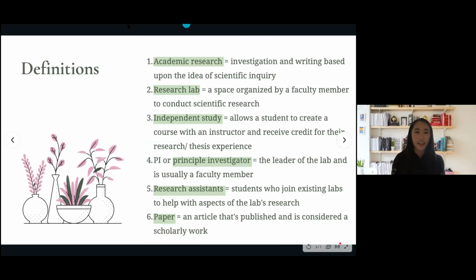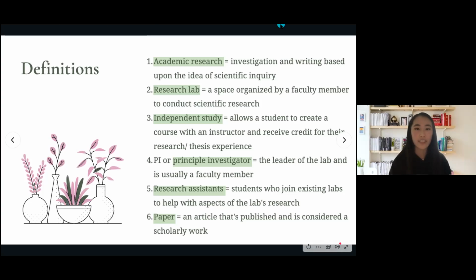And I wanted to start this presentation with some definitions. Firstly, academic research again is the investigation and writing based upon the idea of scientific inquiry. A lot of the times research begins with a question, either a question about the world or something that we don't yet know about humans. And being able to investigate that through creating hypotheses and then using methodologies to investigate that. And then after collecting data, you're able to write about it, publish it in a journal or an article.